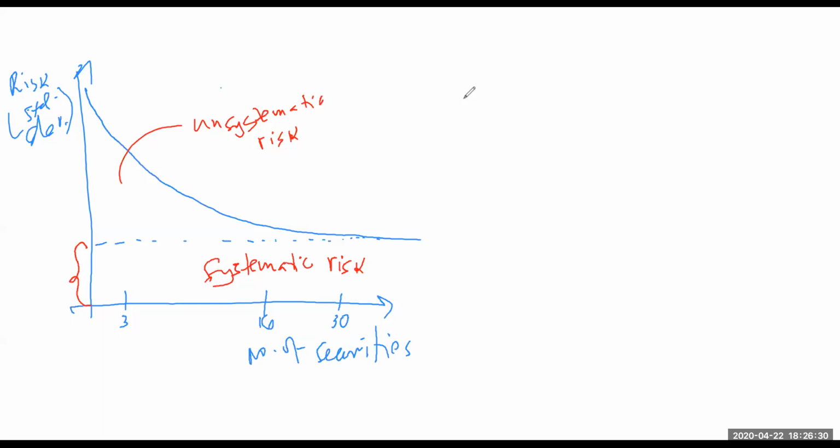More or less this is what you were meant to have done in that question: how do we diversify the systematic risk and how do we diversify the unsystematic risk? That is the graph you were meant to have drawn in that particular question.